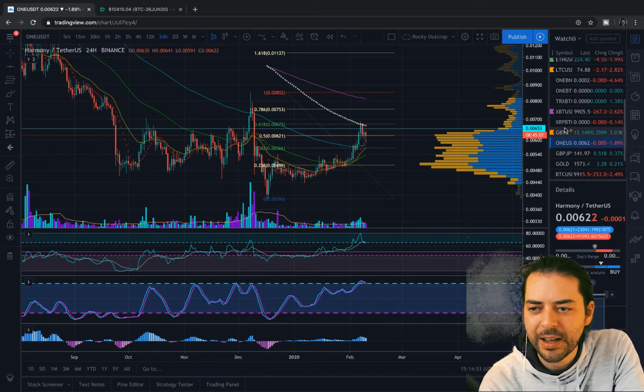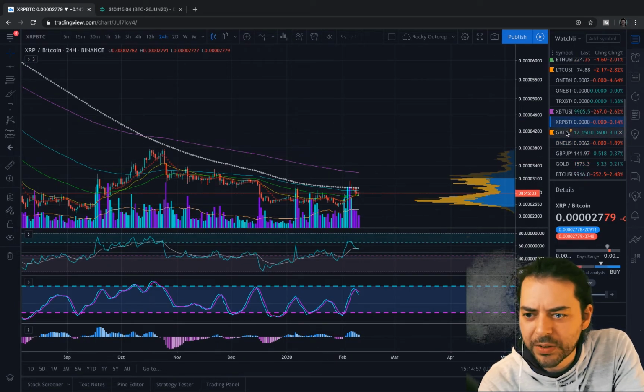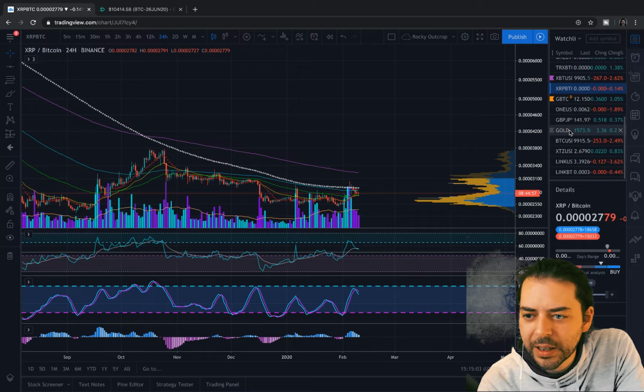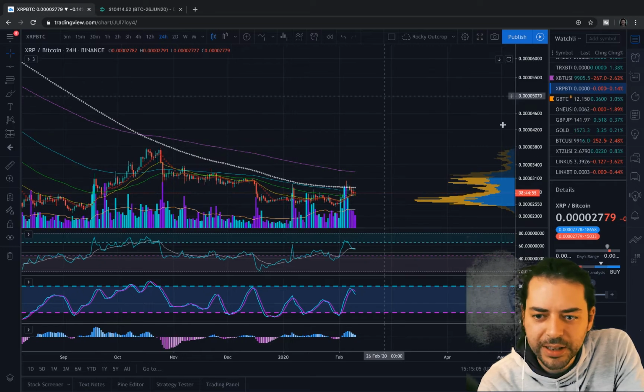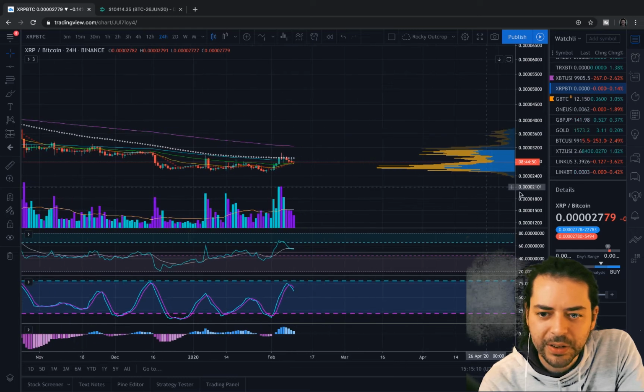Do you want me to look at anything else? You've got things like Ripple. This is Ripple versus Bitcoin. Have I not got Ripple versus dollar on the chart on there? Nope, doesn't look like it. Let's look at it versus Bitcoin for a bit, right? Let's have a wee look. Let's see what we see.